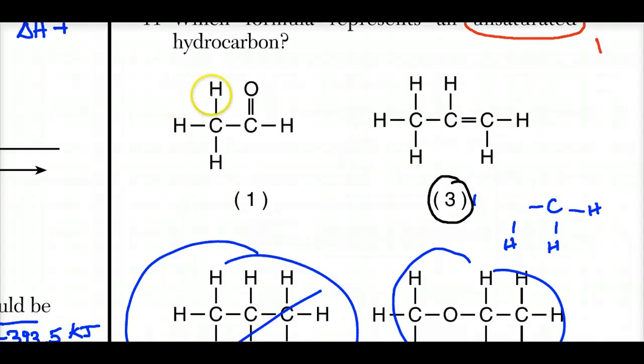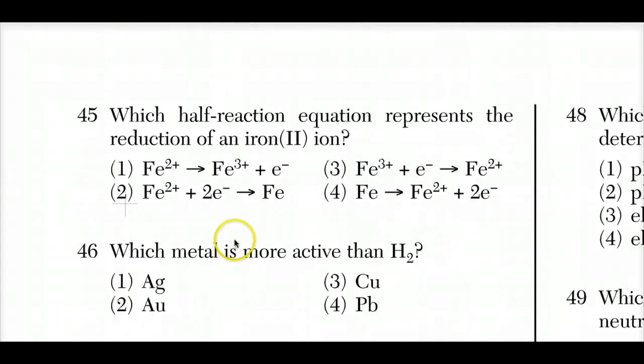Okay, so choice 3 is the answer. Which half reaction equation represents the reduction of an iron II ion? First of all, that Stock system, Roman numeral 2, means we're dealing with iron plus 2. It's the actual charge. Why do we need it? Because iron can be plus 3 as well.